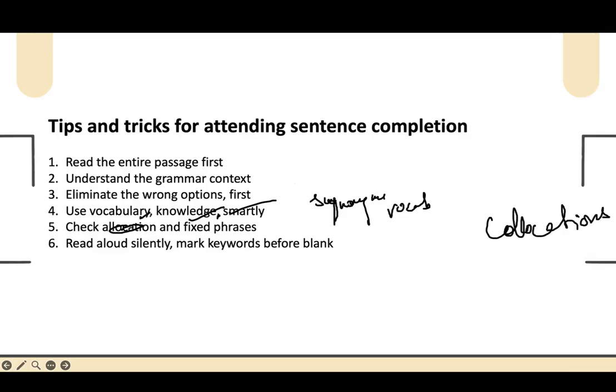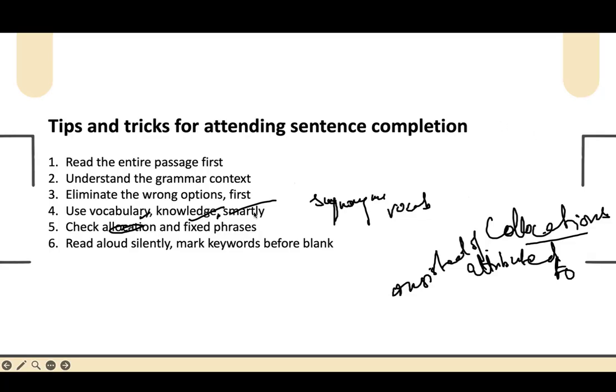Okay, which makes it very easy to find out the options. For example, attributed to. Okay, for example, consisted of. So these are collocations. Round the corner, attribute to someone, consist of parts.